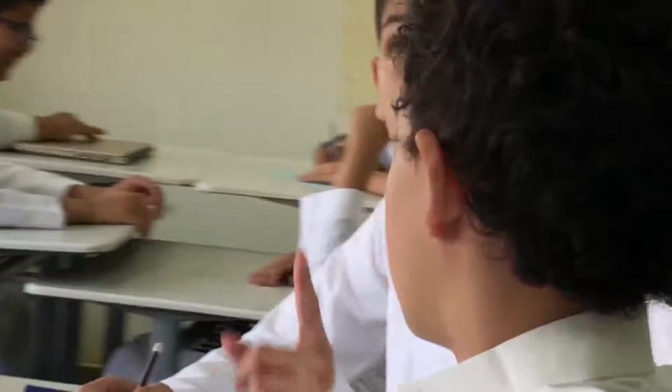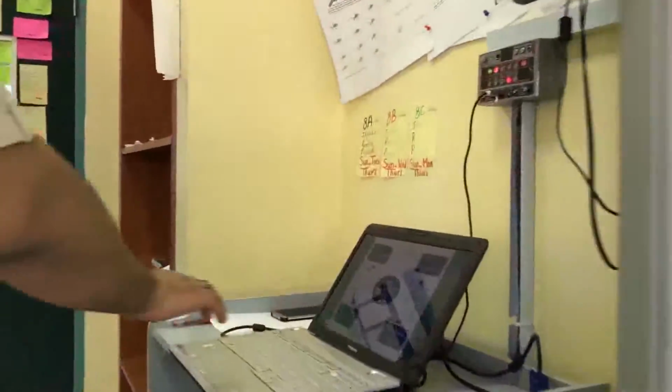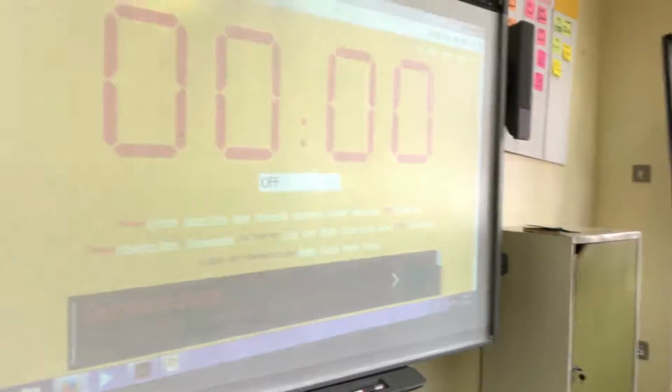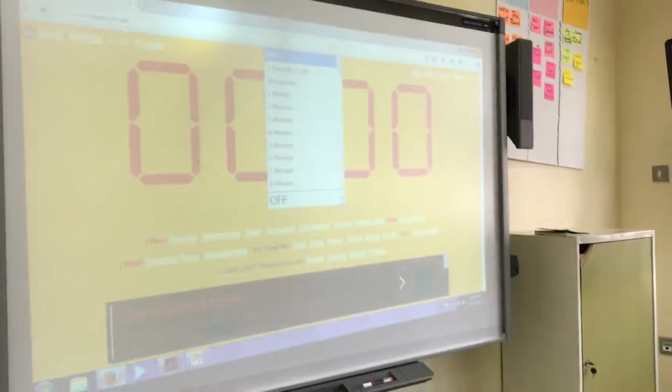And group number two, what verbs do you have? Yes, three regular verbs. Run, when, where. Okay, this activity will last for 10 minutes.